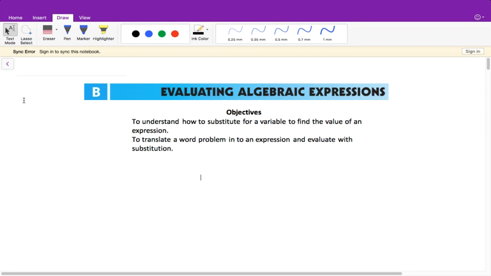So our objectives today are to understand how to substitute for a variable and to find the value of an expression. So after we substitute it in, we're going to solve and find the value of the expression. What does it equal? And then our second objective is to translate a word problem into an expression and then evaluate it with substitution. All right, so that's our goals for today and what we need to accomplish in this video. And like I said, this really should be a review for all of you, and hopefully all of you are understanding this. Let's just start moving on to some problems.